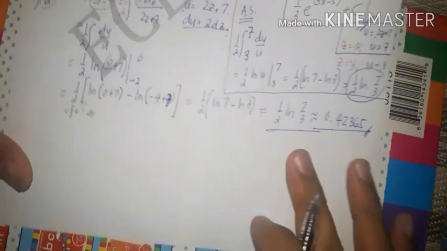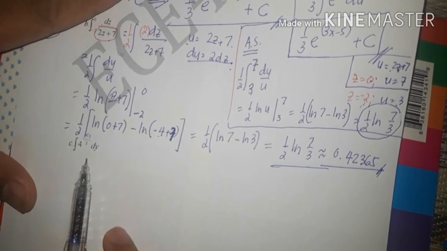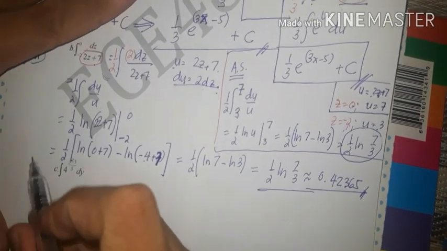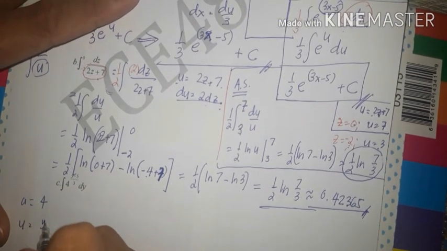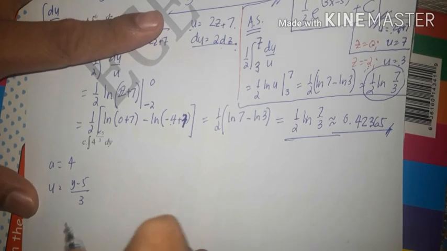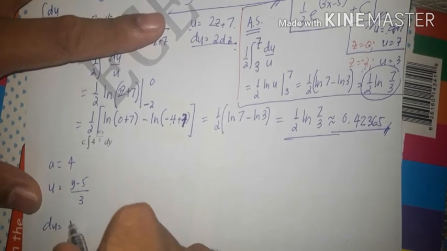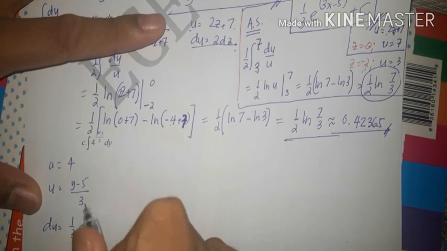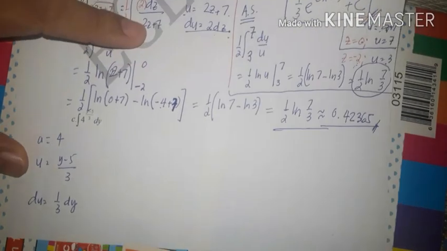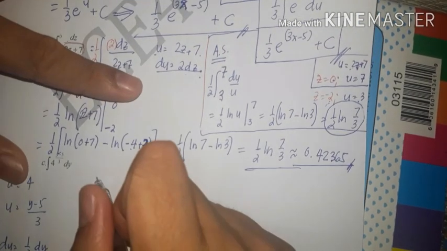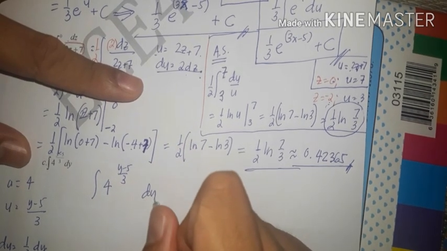So let's have our third example. You have the integral of 4 to the y minus 5 over 3 dy. So 4 is a constant, so therefore a is equal to 4. Then u is equal to y minus 5 over 3. So what's the derivative? The derivative of y over 3 is 1/3 dy, and the derivative of negative 5/3 is 0, because that's a constant.